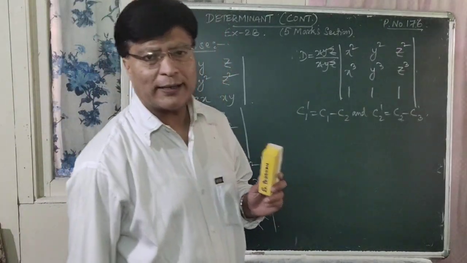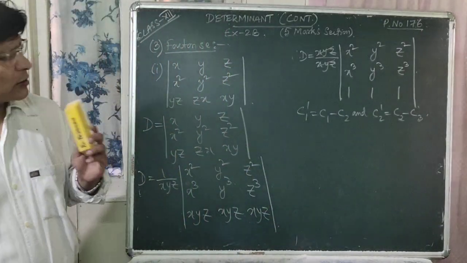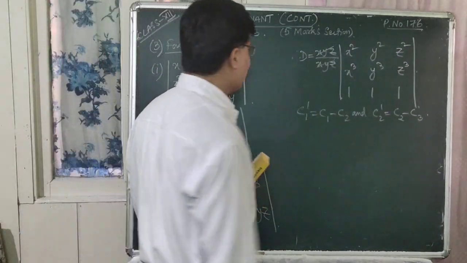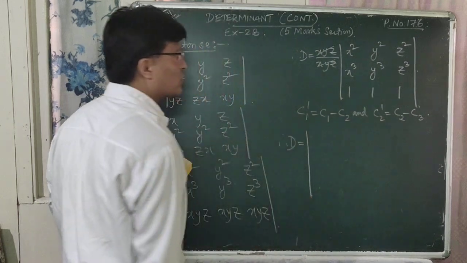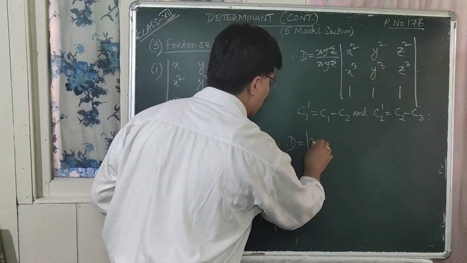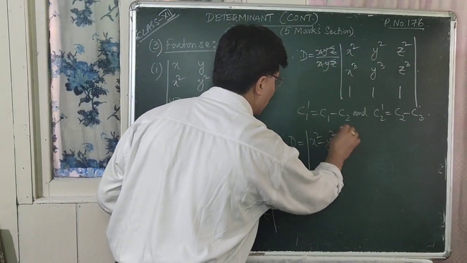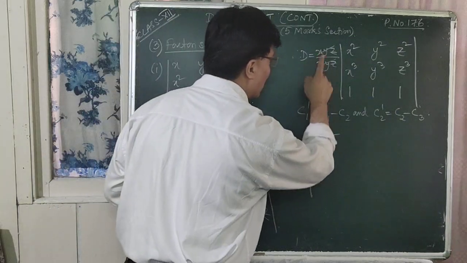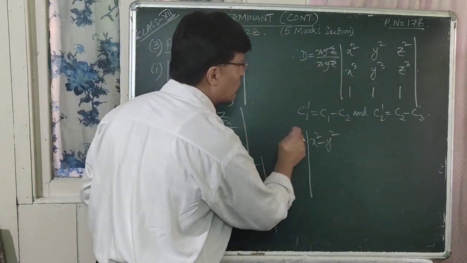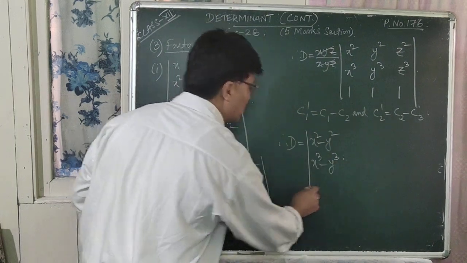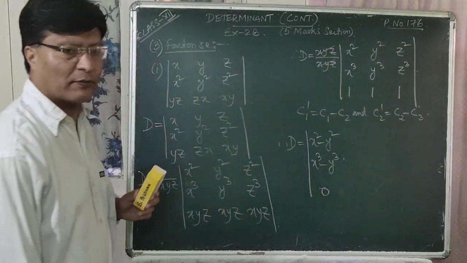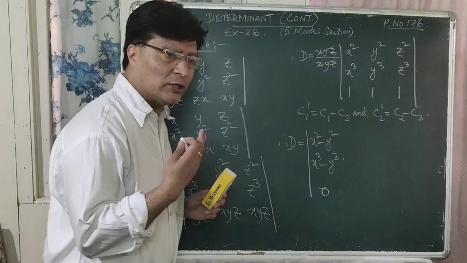That means column 1 and column 2 are changing, but column 3 remains same. So therefore d is equal to, now what is the new first column? X square minus y square, right? What is the second element of the first column? X cube minus y cube. What is the third element? It is 0, right?